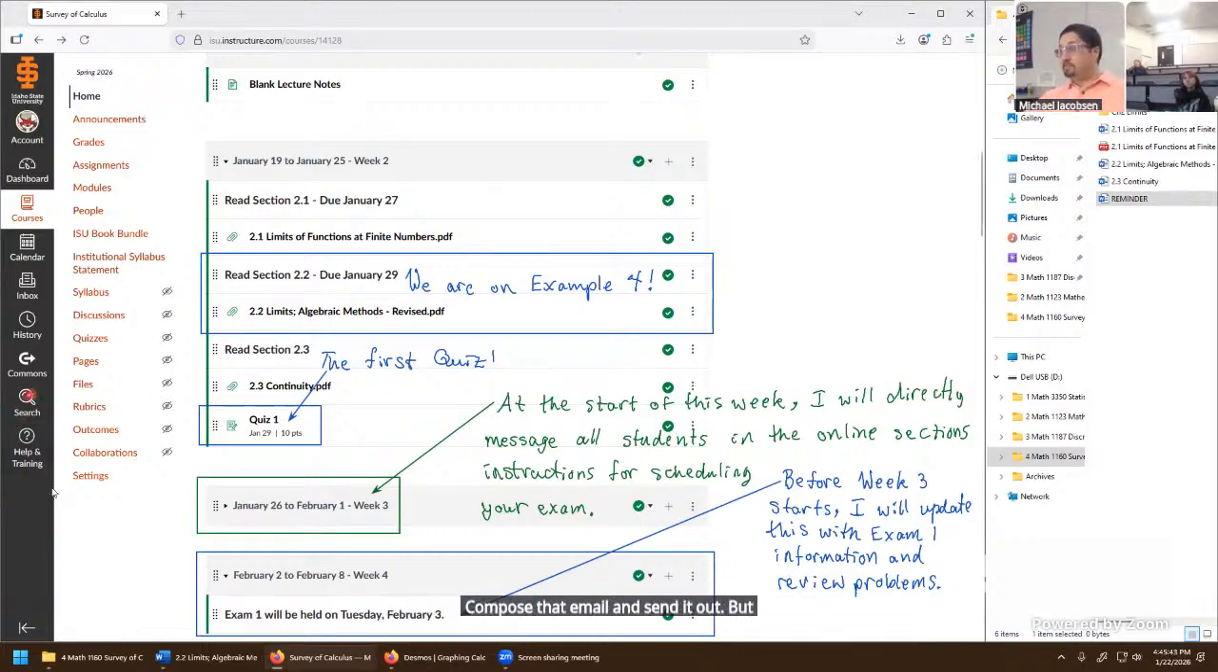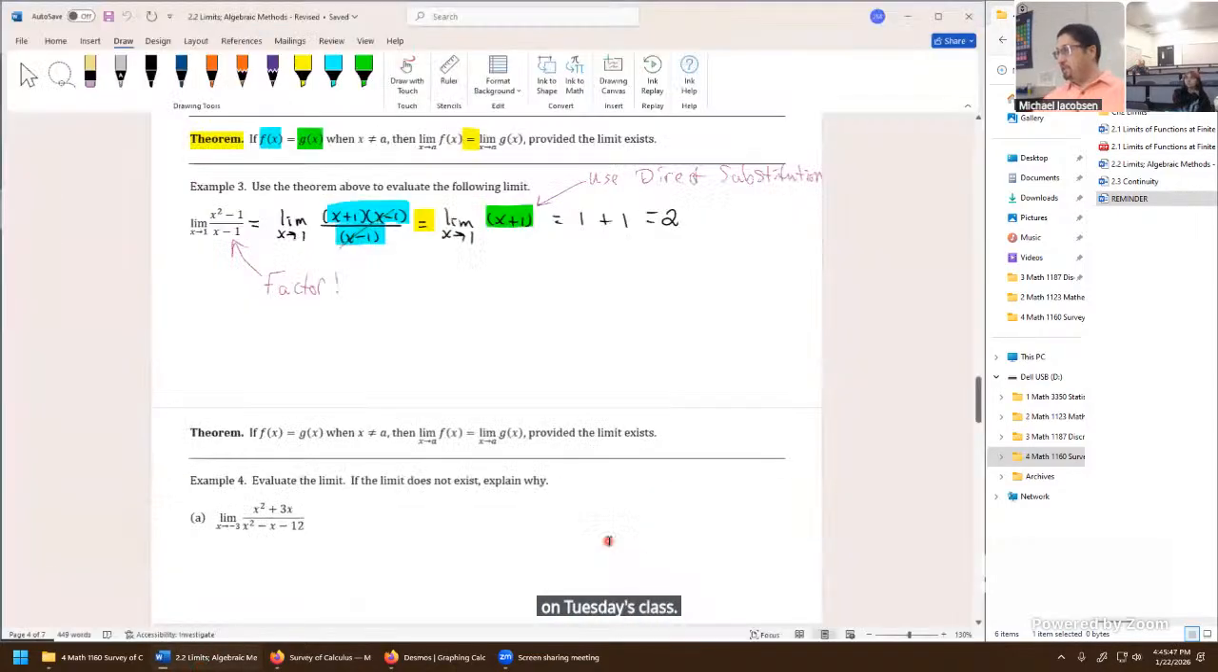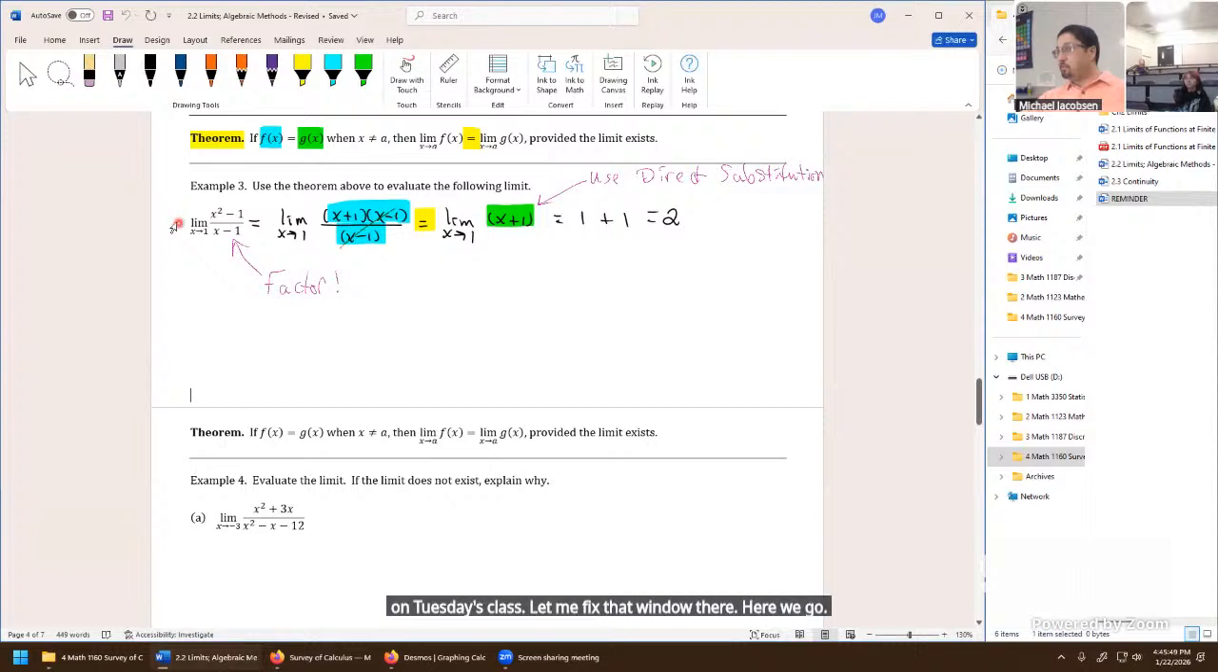But here's where we left off on Tuesday's class. Let me fix that window there. Here we go. We did a limit, our first big limit, where we did this purely algebraically. We didn't use any graphing tools whatsoever. And what we're going to do is just extend on this idea.